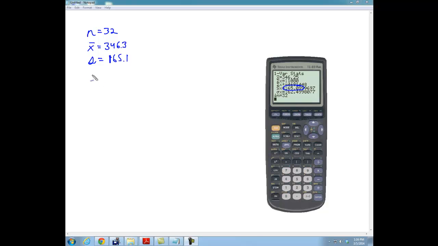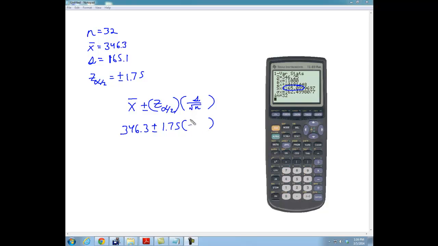We've got our confidence interval, or our z of alpha divided by 2 was plus or minus 1.75. So our confidence interval formula is going to be our x bar plus or minus our z alpha divided by 2 multiplied by our standard error of the estimate, which is going to be the standard deviation divided by the square root of the sample size. So what we have here is 346.3 plus or minus 1.75, and then that is multiplied by, and the s is going to be 165.1, and then divided by the square root of 32.